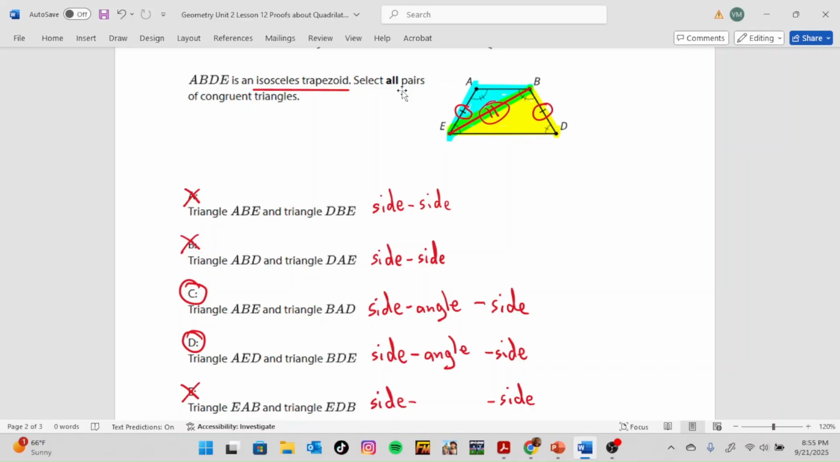So on C and D, we did end up with side, angle, side. So those two formed congruent triangles. Unfortunately, on A, B, and E, all we ever got was two sides, and that is not enough to have congruent triangles.